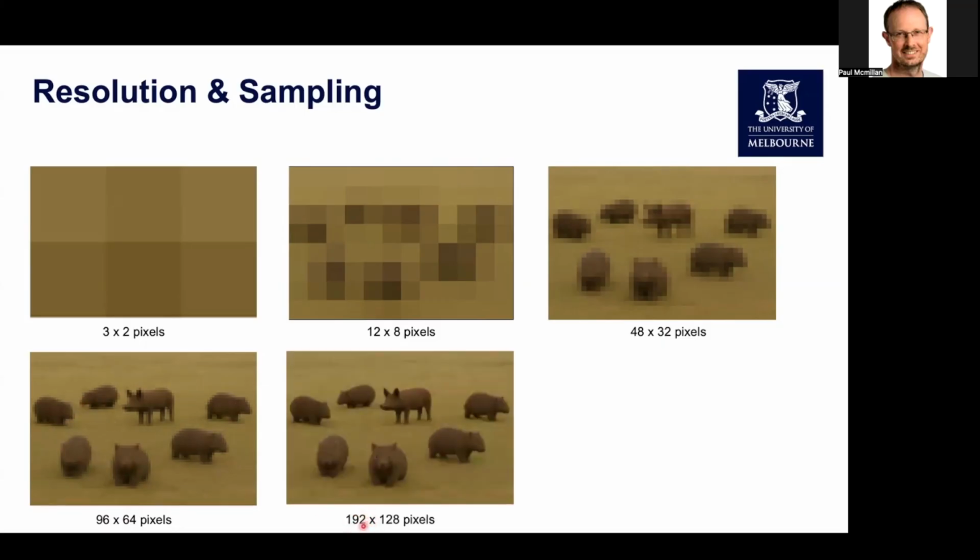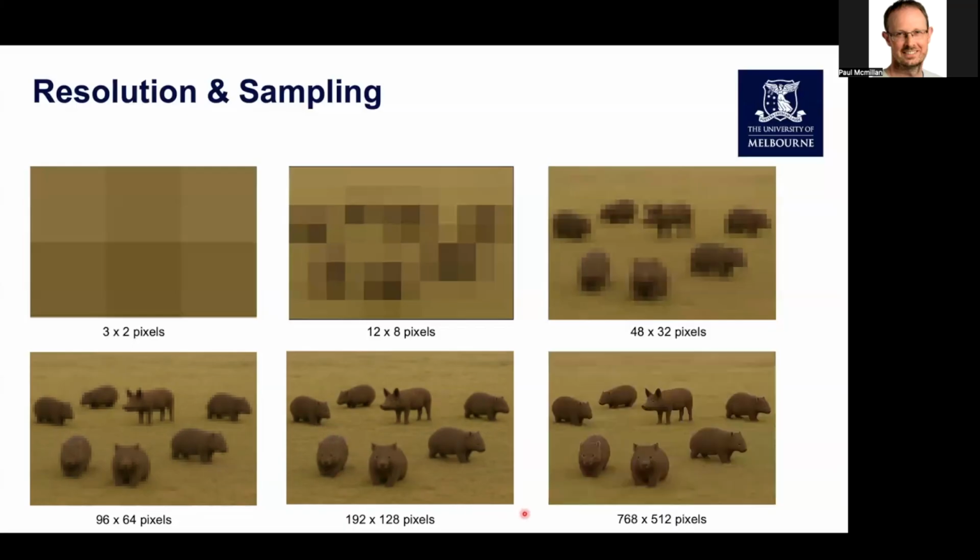By the time we get to 192 by 128 pixels, we can see that we've got 6 wombats here and 1 brown pig in our image. But if we were wanting to maybe count, say, the number of ears or the number of eyes or the number of nostrils in that image, we probably don't have enough resolution to do that. By the time you get up to this value, then we're probably a little bit more confident in terms of being able to count those different objects.